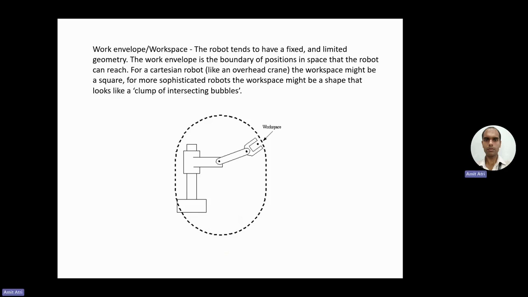For a Cartesian robot, like an overhead crane, the workspace might be a square, because up and down types of movements are more common. And in some rotation types, forming a square. For a more sophisticated robot, the workspace might be a shape that looks like a clump of intersecting bubbles.